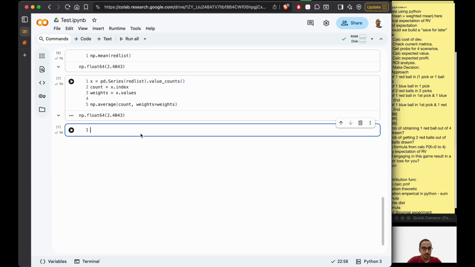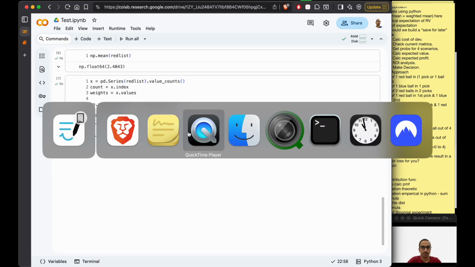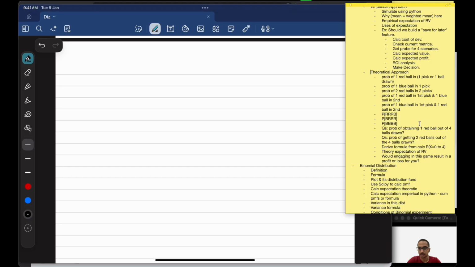We'll solve this by answering some simple questions, and then we'll progressively go on to derive the formula and then calculate the expected value. Actually, we can derive the formula, but that's the binomial distribution formula. But anyway, we'll see the expected value and then compare the empirical results with the theoretical results.